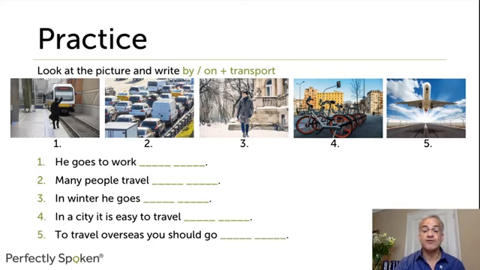Many people travel by car. In winter, he goes on foot. In a city, it's easy to travel by bike. Good. And to travel overseas, you should go by plane. Good.